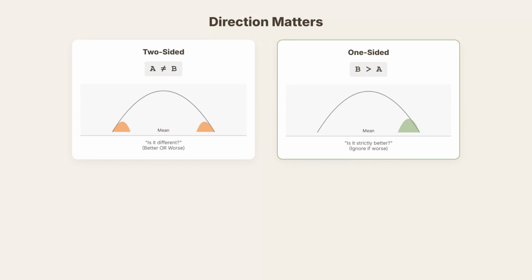In ML product launches, we often use one-sided tests because we only care about shipping improvements. If the new model is worse, the action, don't ship, is the same as if it were equal. However, one-sided tests require caution. You must be willing to ignore extreme negative results.